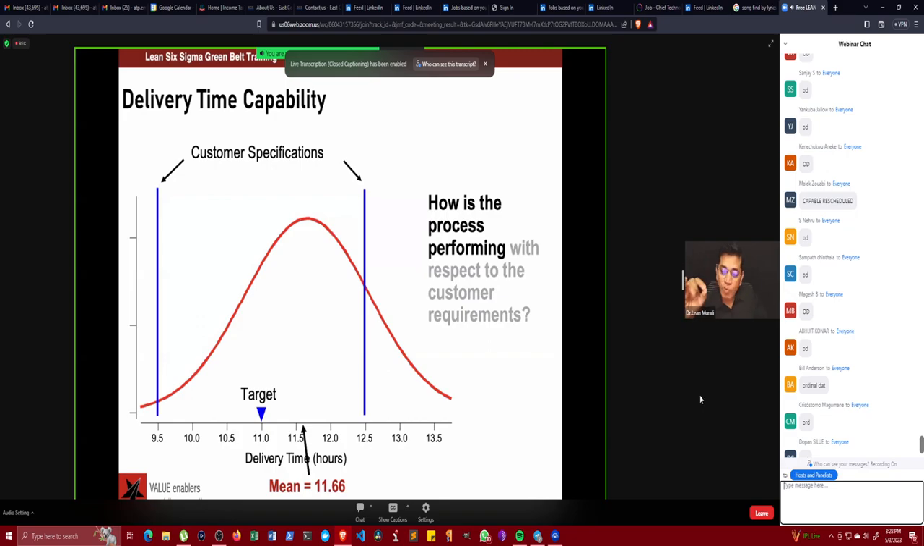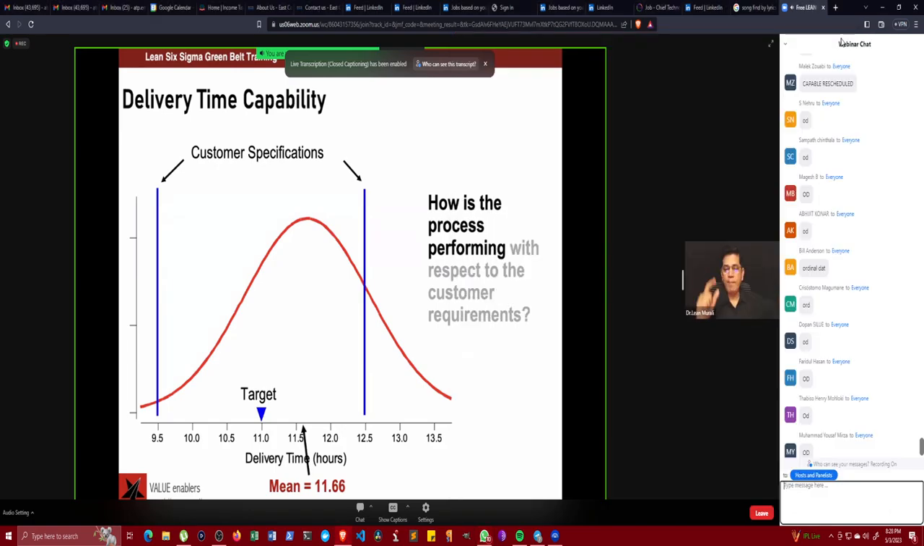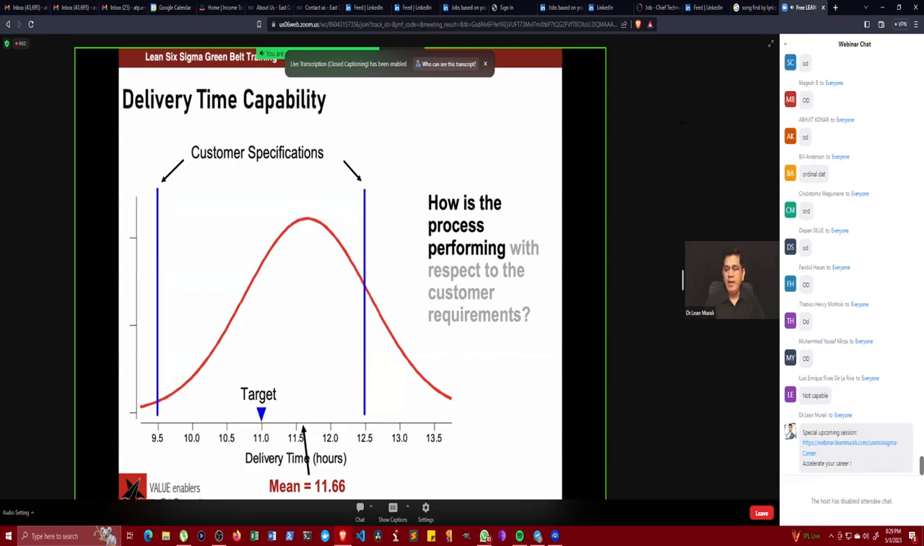But here what we are going to see is capability, which is continuous, like time is continuous data, and hence we are going to give it a number. We already said you have a bandwidth. Okay, we are going to give a number.